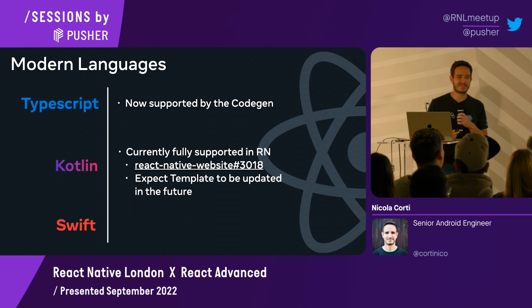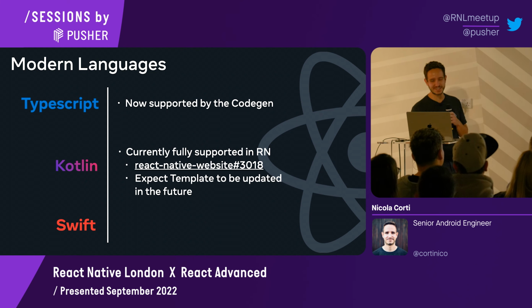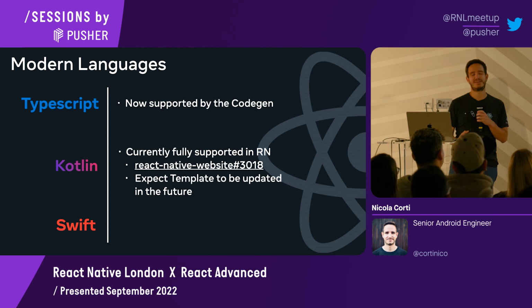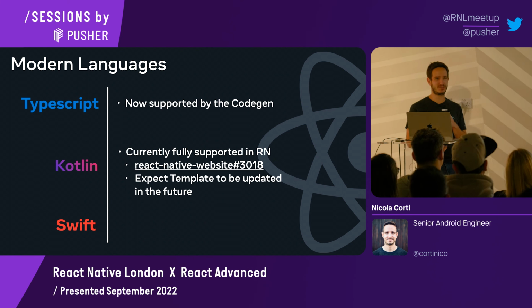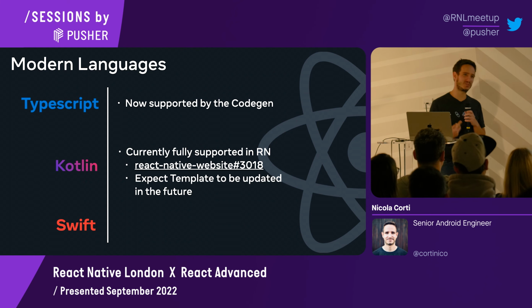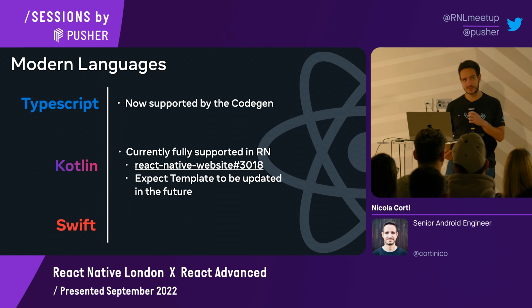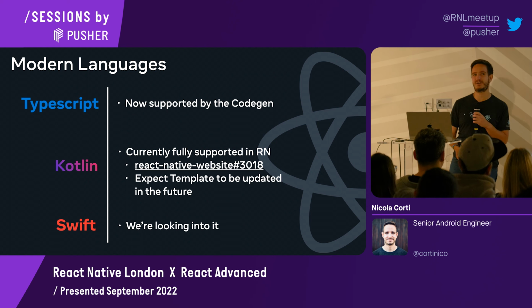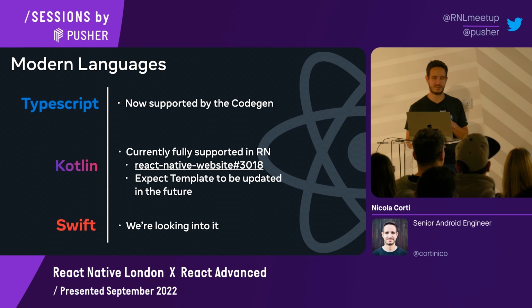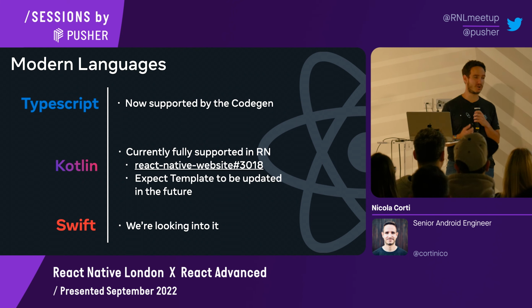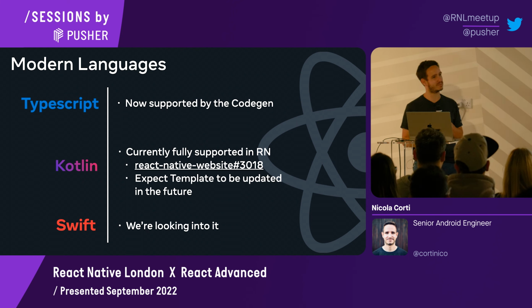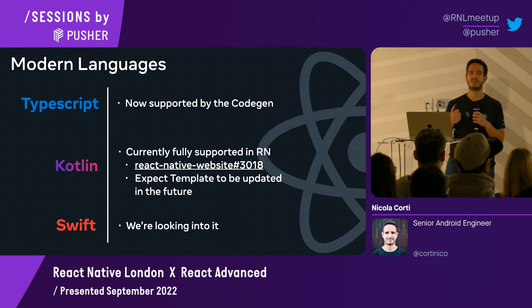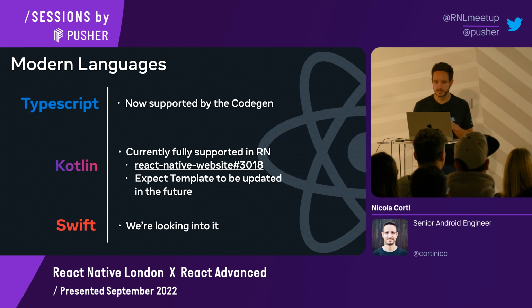On iOS, instead, well, the situation is a little bit more complicated. I know people would love to use Swift to write their modules and components, but due to interoperability between Swift and C++, it's not so easy. We are looking into it. I don't have anything to share at this stage, but please stay tuned. And if you're strongly convinced about using it, please let us know and tell us your use case.